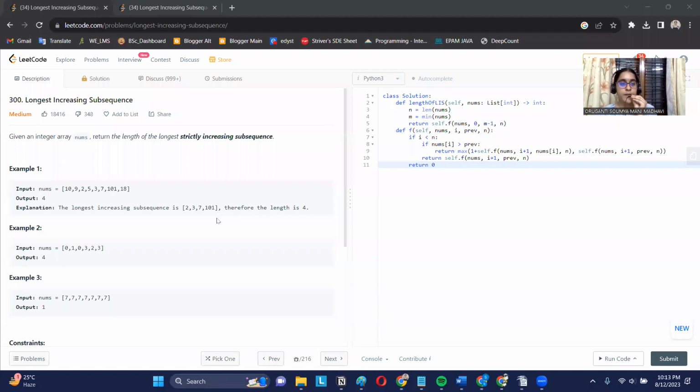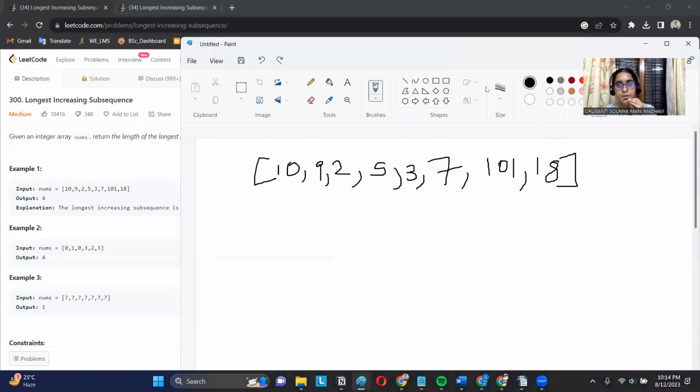Hey everyone, let's solve longest increasing subsequence, which is a DP problem from Leetcode. So let's look at the question. We're given an array nums and we have to find the length of the longest strictly increasing subsequence. So let's try to understand the question first.